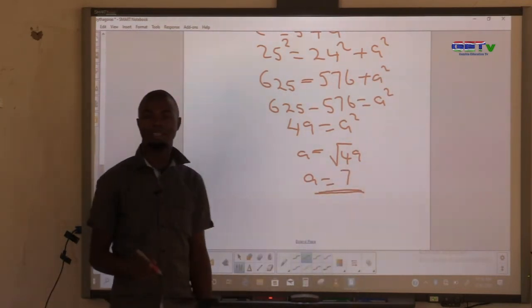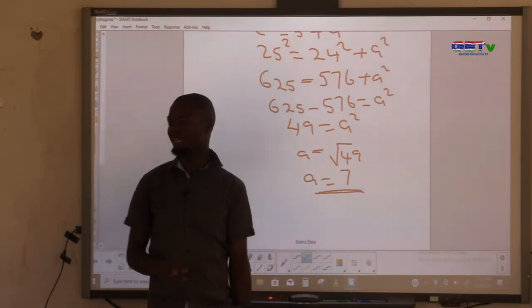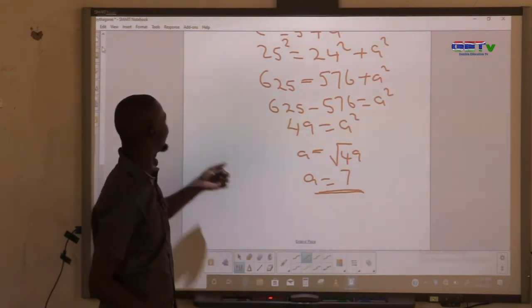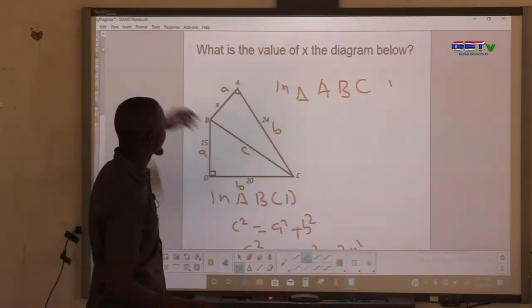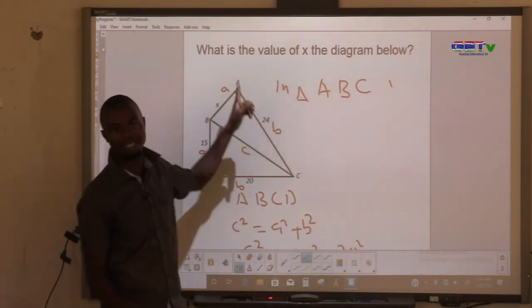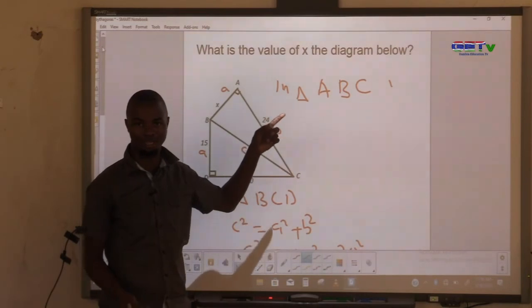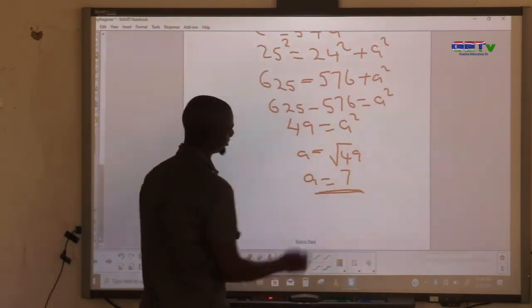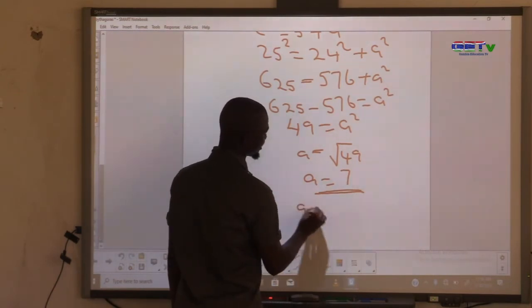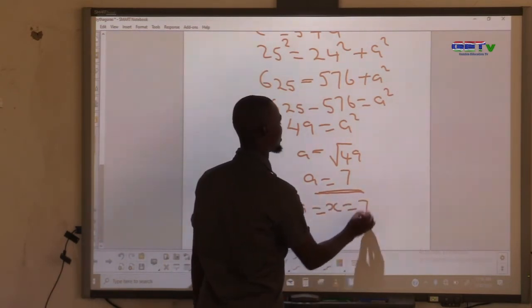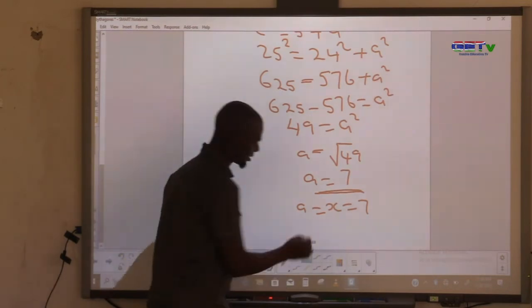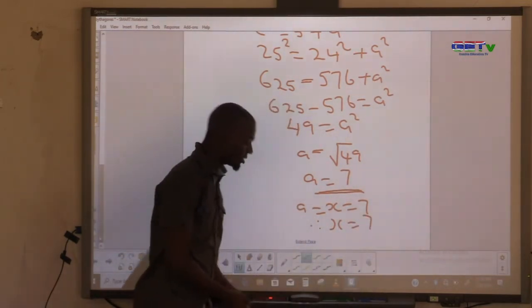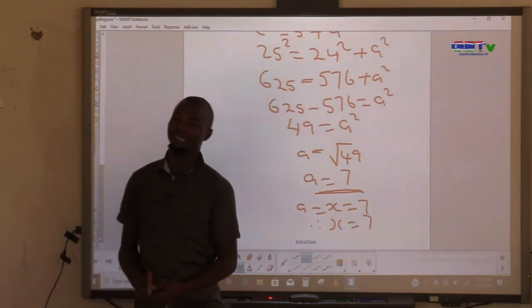A is 7, and the question asks us to find the value of x in the diagram. What is the value of x in the diagram? You can see x is equal to A. So therefore, the value of x in the diagram, since A is equal to x, this will be equal to 7. So your x is equal to 7. This is the way we find the value of x in the diagram.